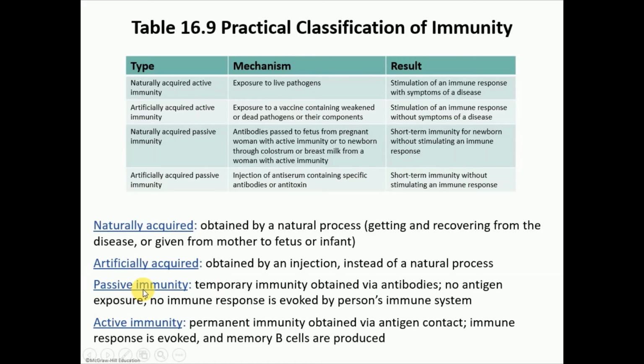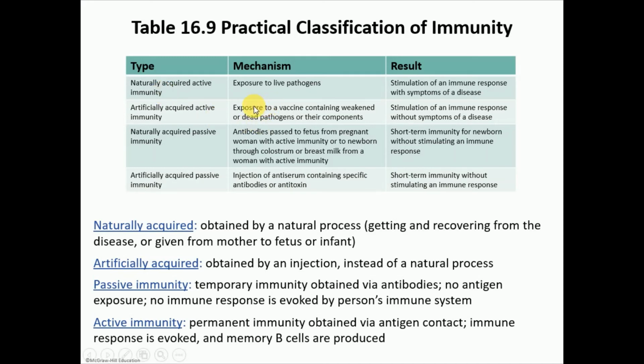So let's take a couple of examples. Let's say, for instance, that a person got infected. A person did not maybe get a measles shot as a kid. They got exposed to it, they got the measles, and it stimulated their own immune response, and now they are immune to measles. So that is known as naturally acquired active immunity.